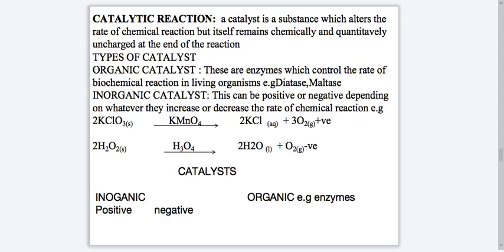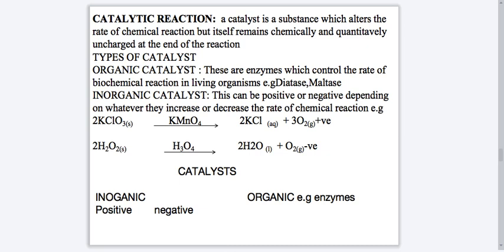Let's go to another reaction you refer to as a catalytic reaction. That is a reaction that is powered by a catalyst, a reaction that involves a catalyst. Before you go further, you must understand what a catalyst is. A catalyst is a substance which alters the rate of a chemical reaction, but the catalyst itself will remain chemically and quantitatively unchanged at the end of the reaction.